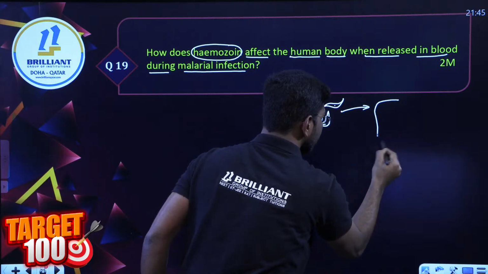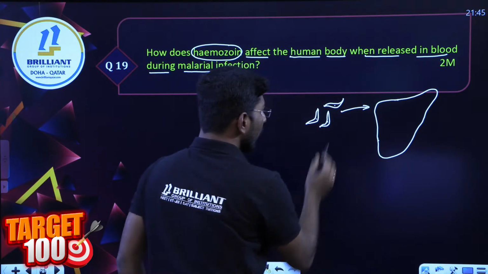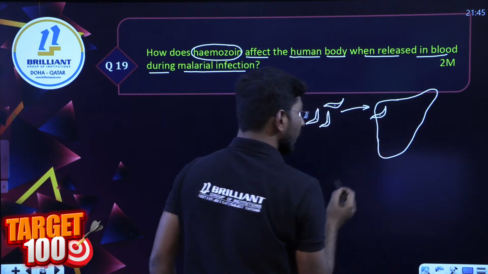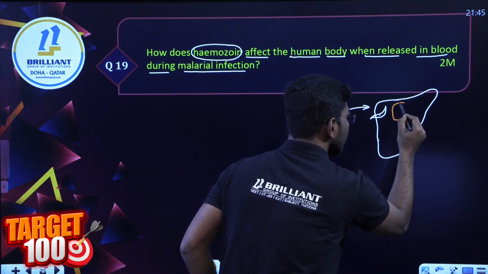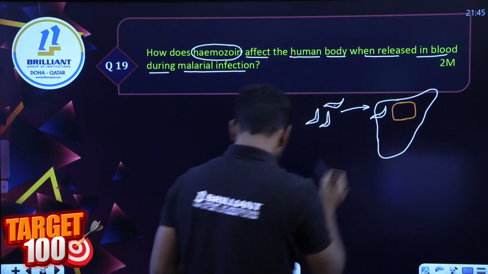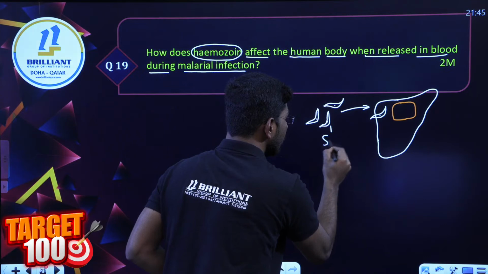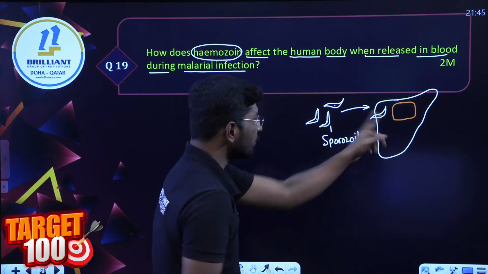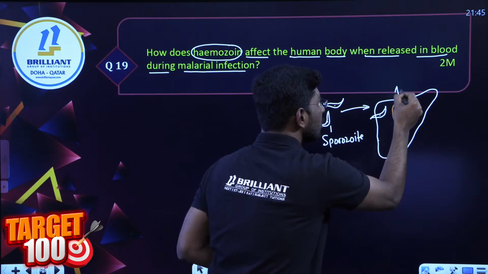Liver cell. Yes, this is the liver. Now this sporozoite infects the liver, right? In the cell, I'm taking, this is a hepatocyte cell. In the hepatocyte cell, this pathogen, what is this structure? This structure is the sporozoite. This sporozoite turns into a round structure which we call schizont.